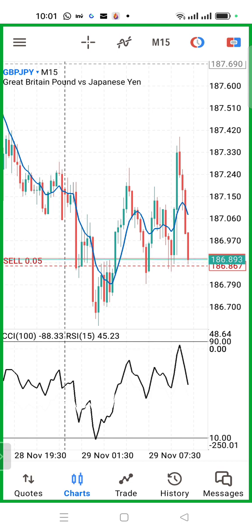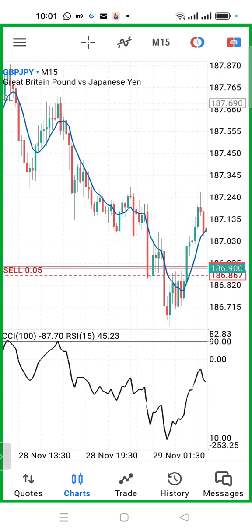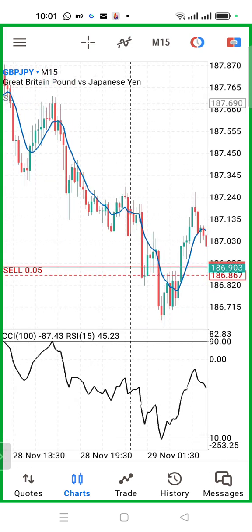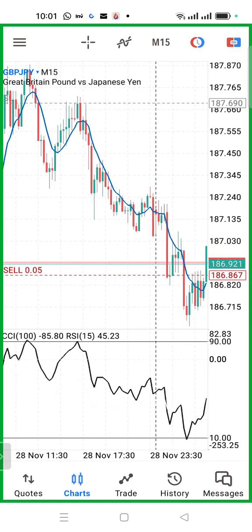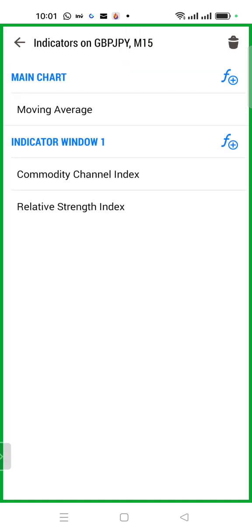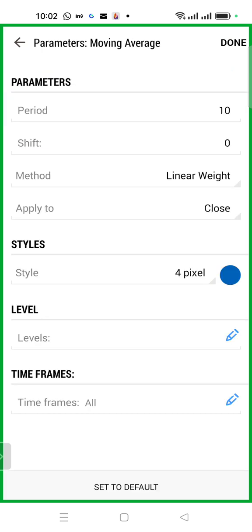Now that I've shown you how we use it, let me show you the indicators. The first thing you want to take note of is this moving average. There is only one indicator on the chart, one moving average. So now let's go to the indicators. This is the moving average on the main chart. Can you see the period is 10? The period is 10, shift 0, method is linear weighted, apply to close.